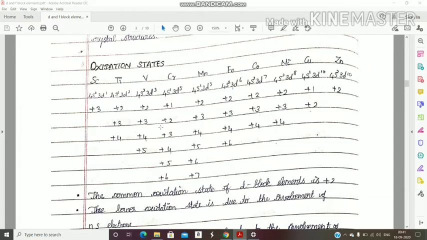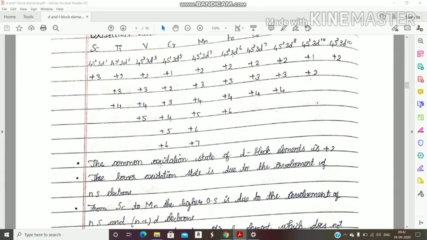Next, one more point. All these cannot be explained theoretically. That means why manganese exhibits this number of oxidation states, why zinc exhibits only this oxidation state, we cannot explain. All these are experimental factors. You just know it. No need to remember these oxidation states. Next, the main important point here is the common oxidation state of d block elements is +2, except scandium. Every element exhibits +2 oxidation state, so that it is the common oxidation state.